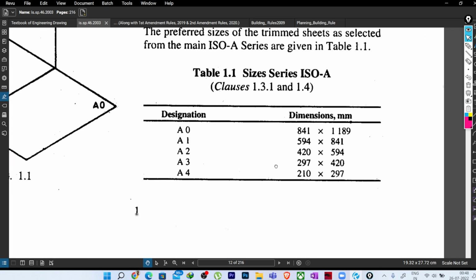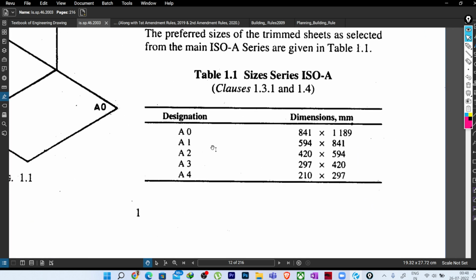So you can see the dimensions of the different paper sizes. A0 is 841 by 1189. A1 is 594 by 841. A2 is 420 by 594. And similarly we got A3 and A4 also. This is the smallest size we have got, A4.